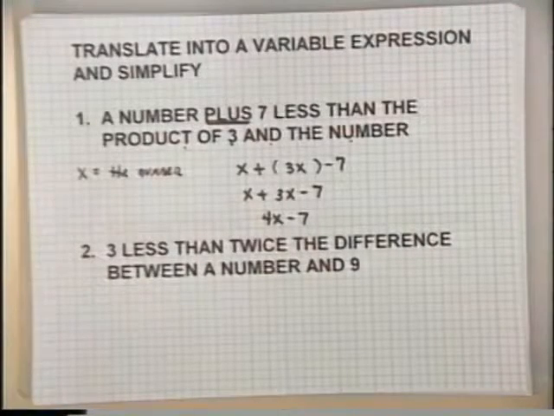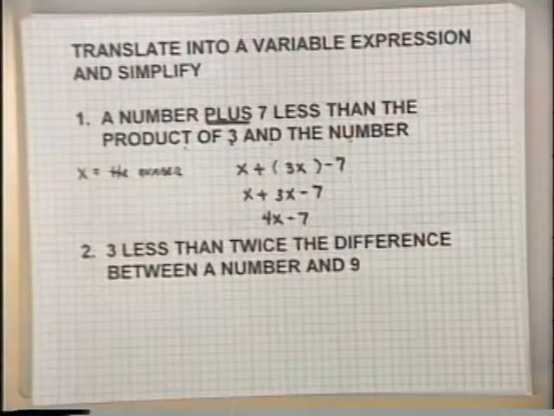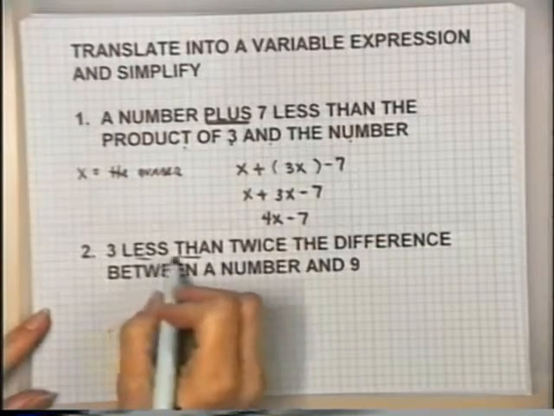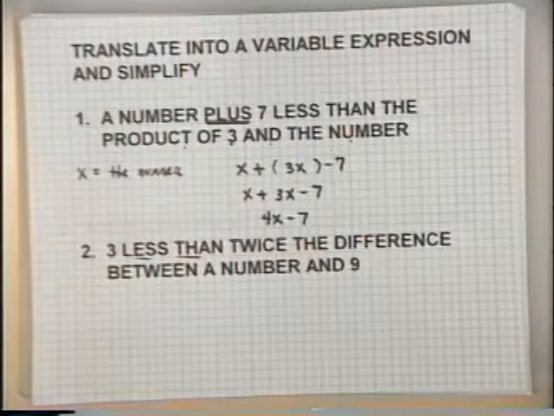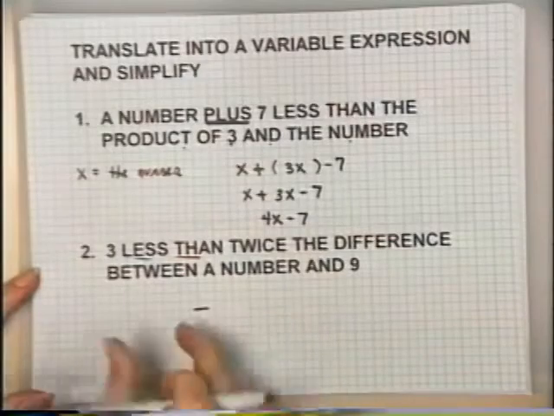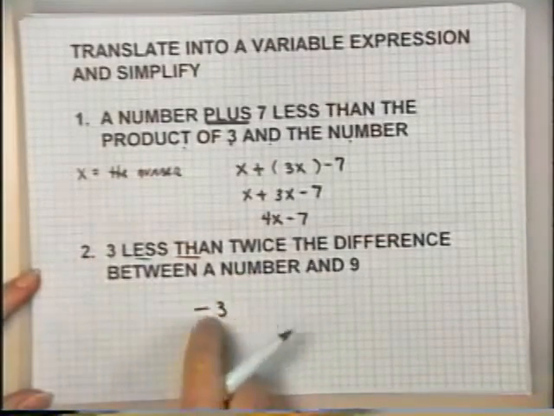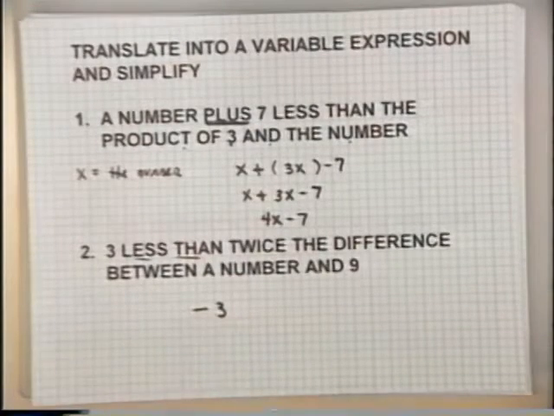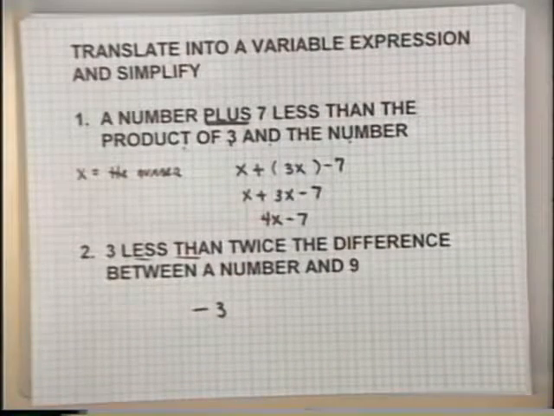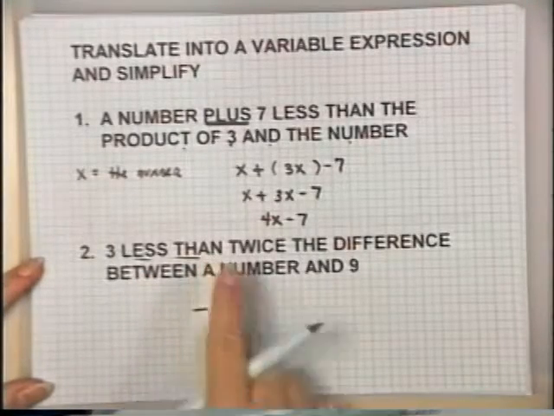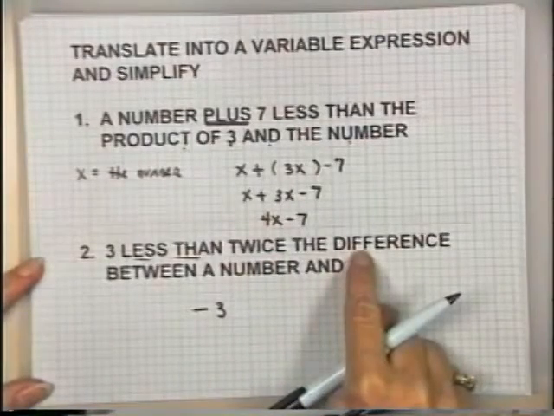Number 2, 3 less than twice the difference between a number and 9. Let's start at the beginning. 3 less than. As before, this less than means we're taking 3 away from. Now, in terms of the order that we're doing then, we're going to have something over here, and we're going to take away 3. 3 less than, take away 3. So that 3 needs to be sure that it's over here on that right-hand side. Now, what are we taking 3 away from?